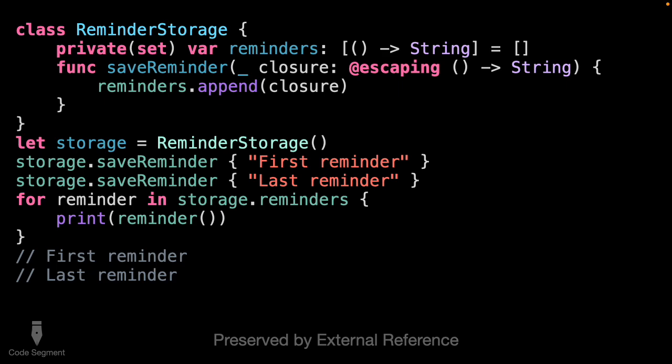And because function types are reference types, that means it gets preserved and continues to exist in memory. Okay? Therefore, it escapes. It is no longer constrained to just the save reminder function. It's not guaranteed to run or execute within there.